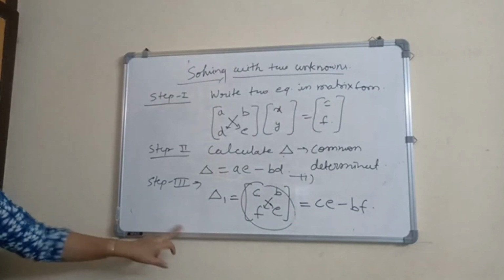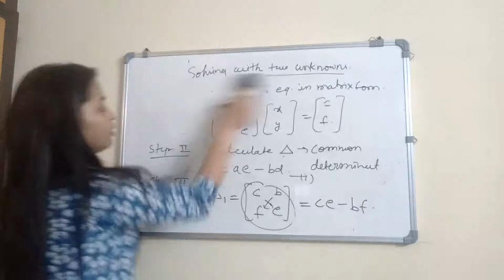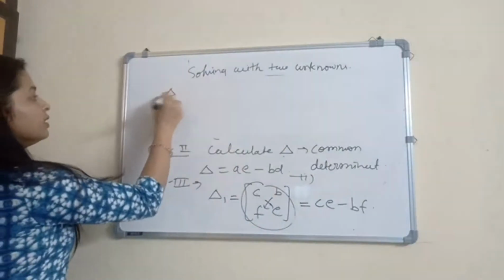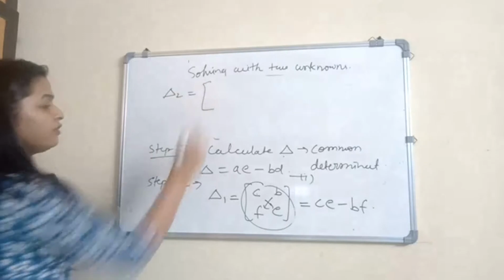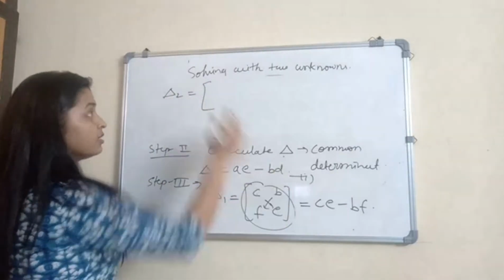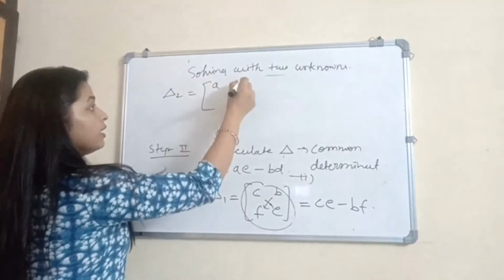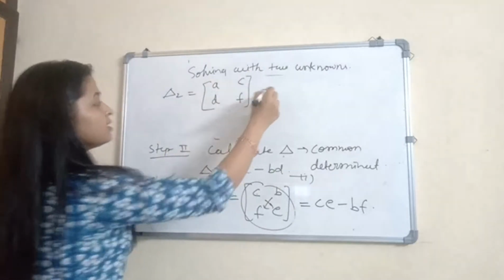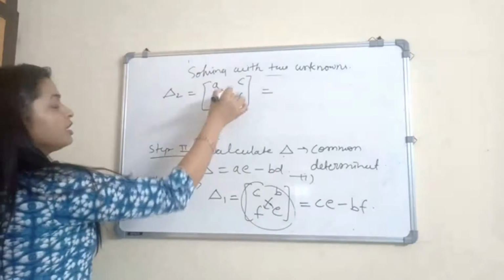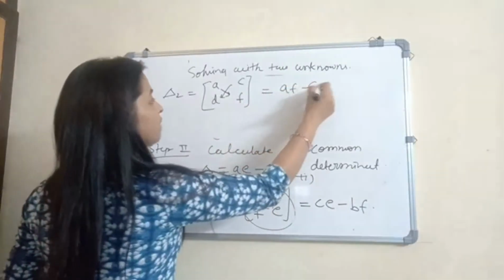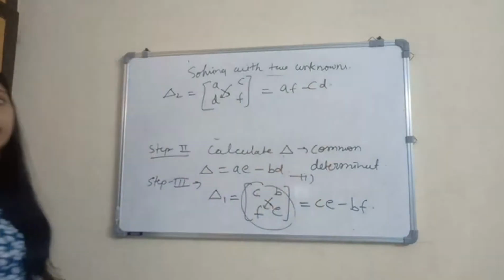Similarly, we can measure del 2. What exactly do we do for del 2? We need to replace the second column with my constants. So this is A. This is del 2. Again cross multiplication. So if you do that, it is AF minus CD. So this is del 2.